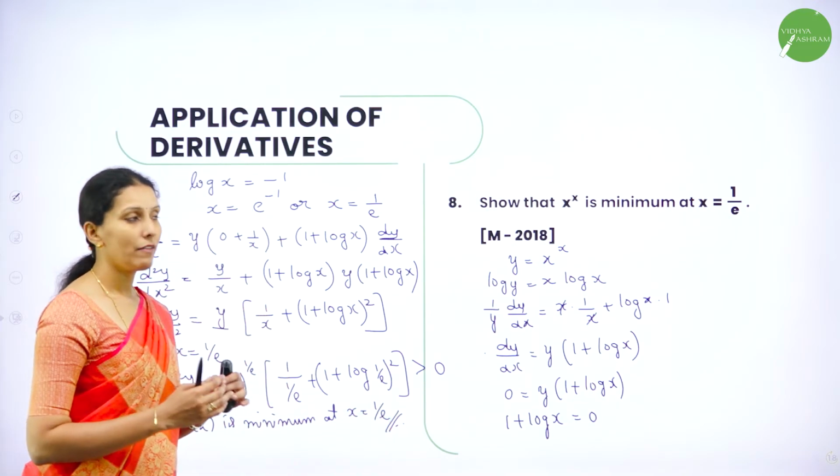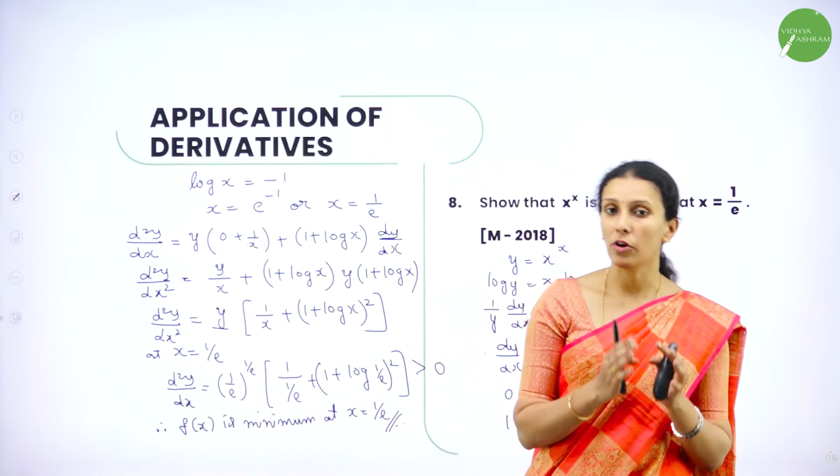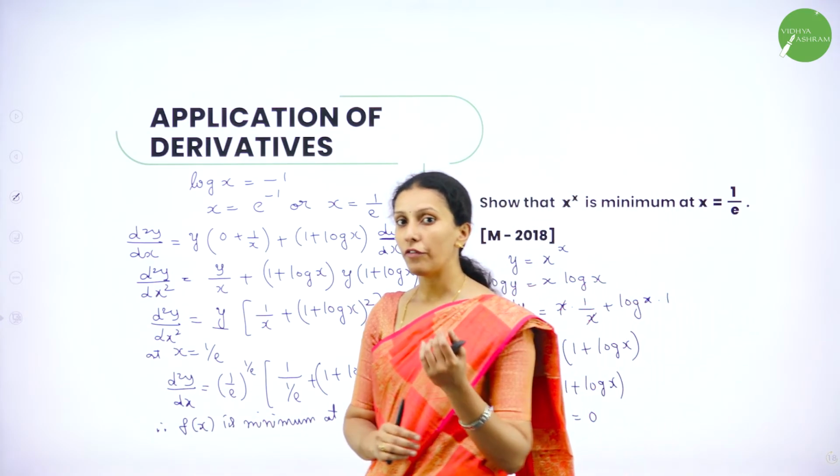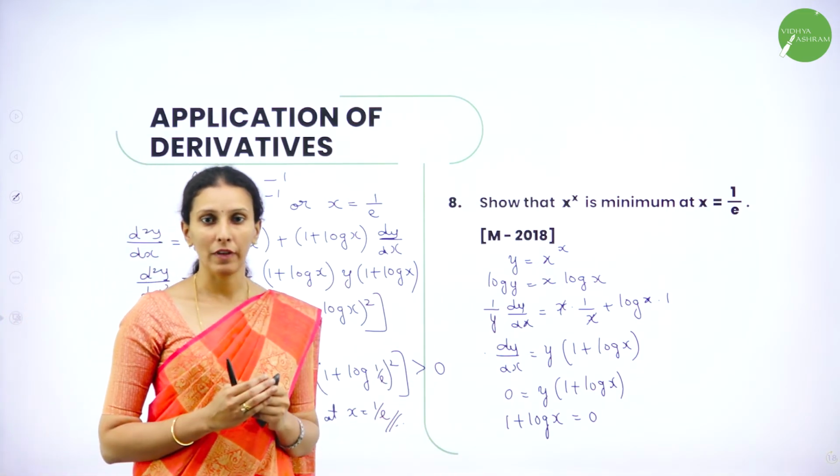So to show that the given function is minimum, we have to show that its second order derivative is a positive function. To show that f of x is maximum, the second order derivative should have a negative value.